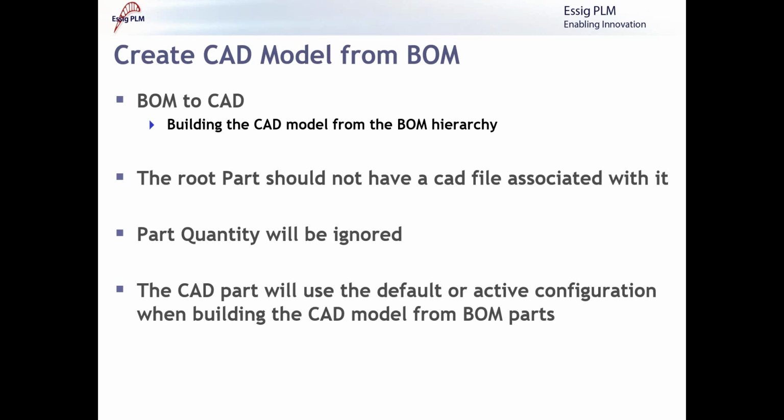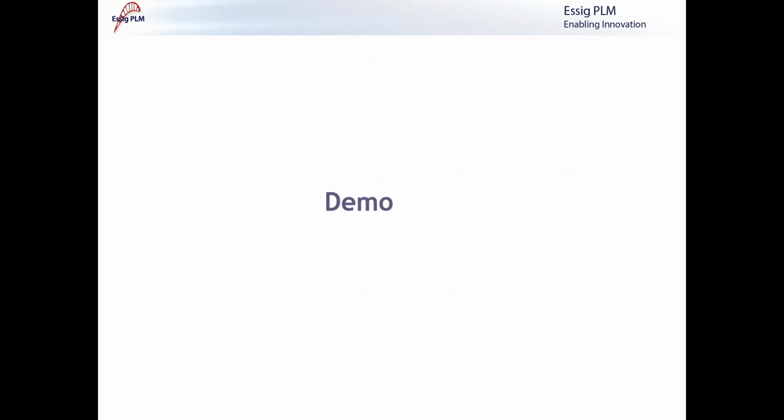So the root part should not have a CAD file associated with it when doing this feature, and the part quantity will be ignored. So if I'm building out my bill of material in ARIS and I specify a quantity of 2 or 3 for a part, only one of those parts will be put into the CAD structure. The CAD part will use the default or active configuration when building the CAD model from the bill of material parts. So now I'll go to SolidWorks to show a demonstration.